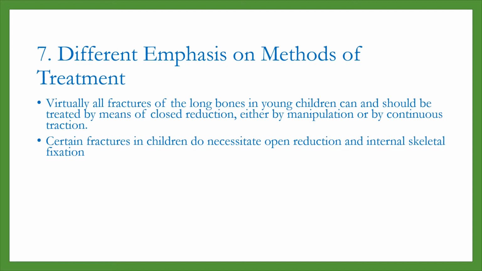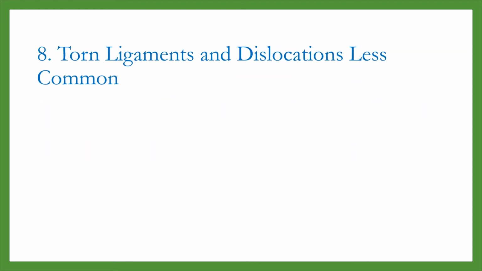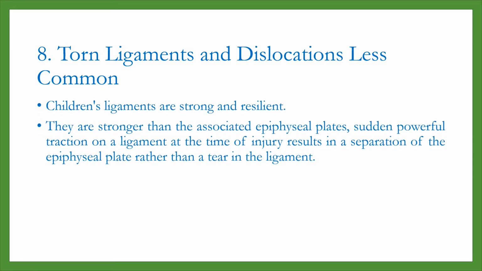8. Torn ligaments and dislocations are less common. Children's ligaments are strong and resilient. They are stronger than the associated epiphyseal plates. Sudden powerful traction on a ligament at the time of injury results in a separation of the epiphyseal plate rather than a tear in the ligament. Solution: compare to the healthy or unaffected side of the extremity.